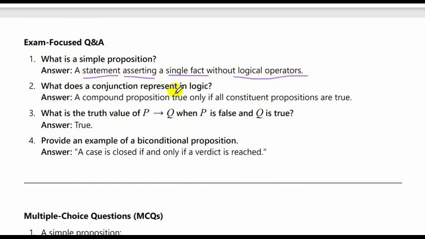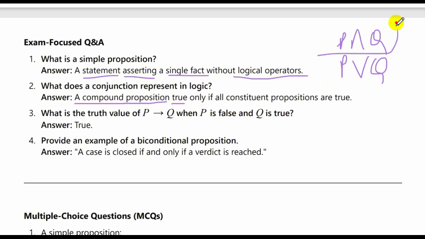What does a conjunction represent in logic? A compound proposition is true only if all constituent propositions are true. A compound proposition means P and Q is a compound proposition, P or Q is a compound proposition. Now we are talking about conjunction here. So a conjunction, how is it represented? A compound statement is true only if all constituent propositions, that is P and Q, are true.